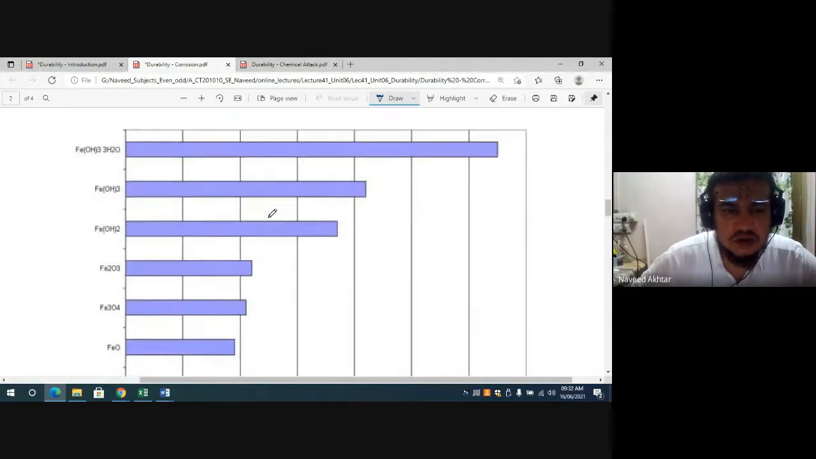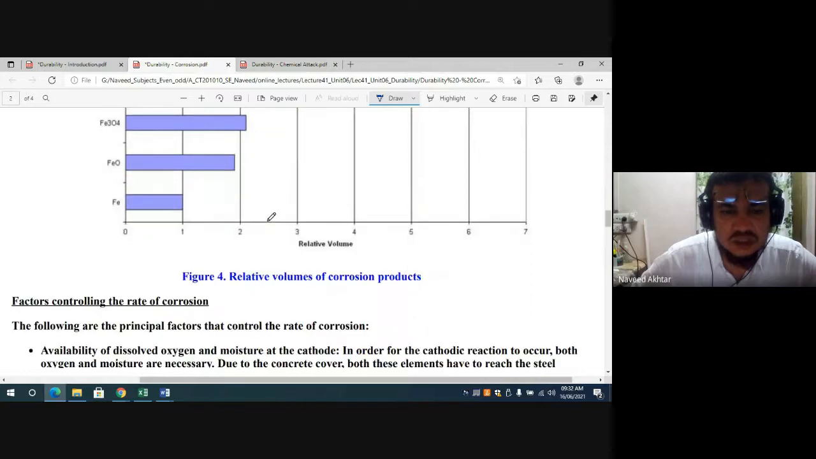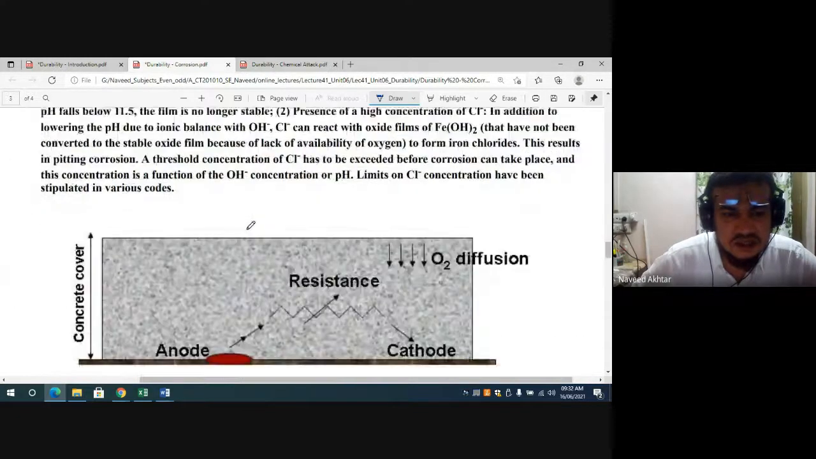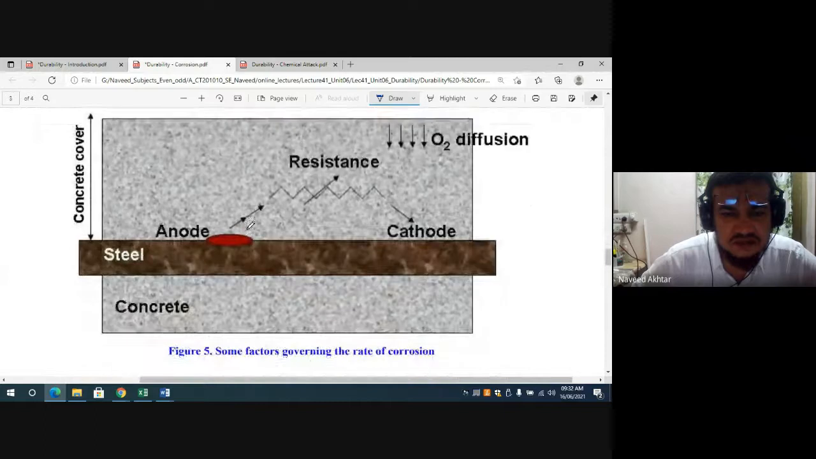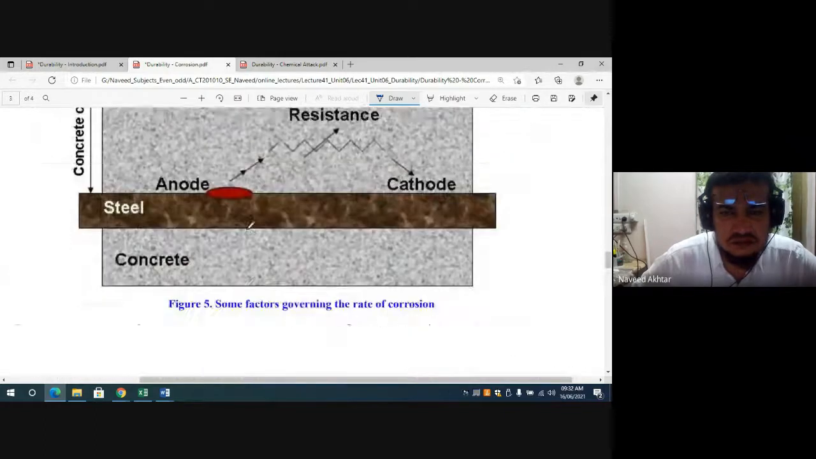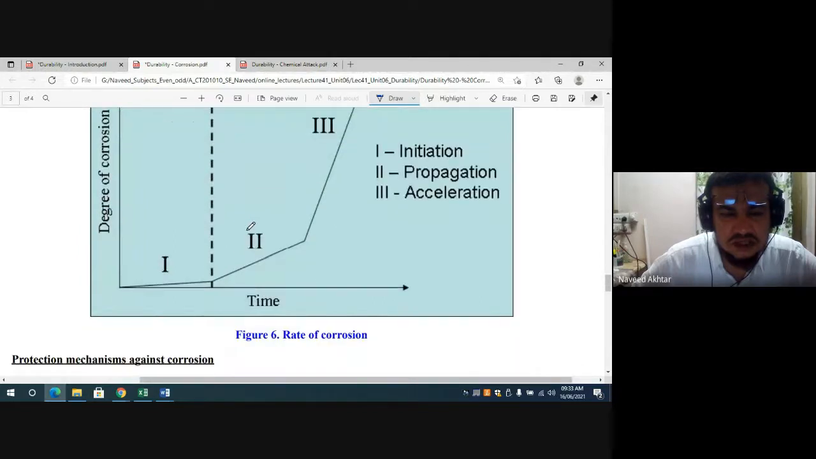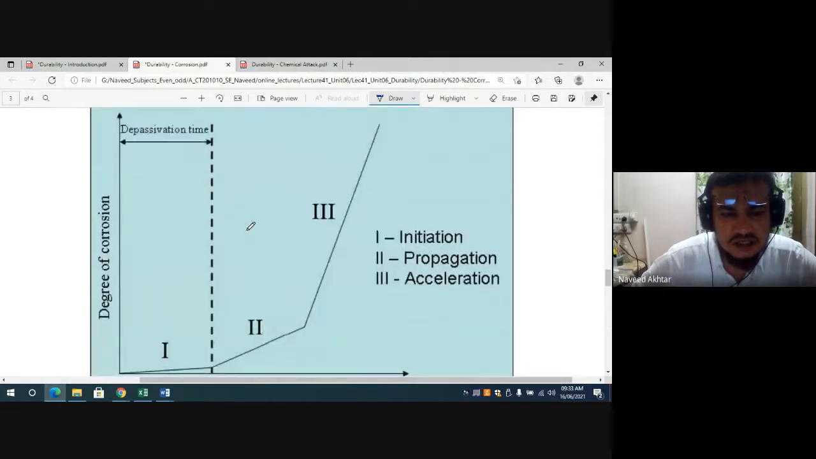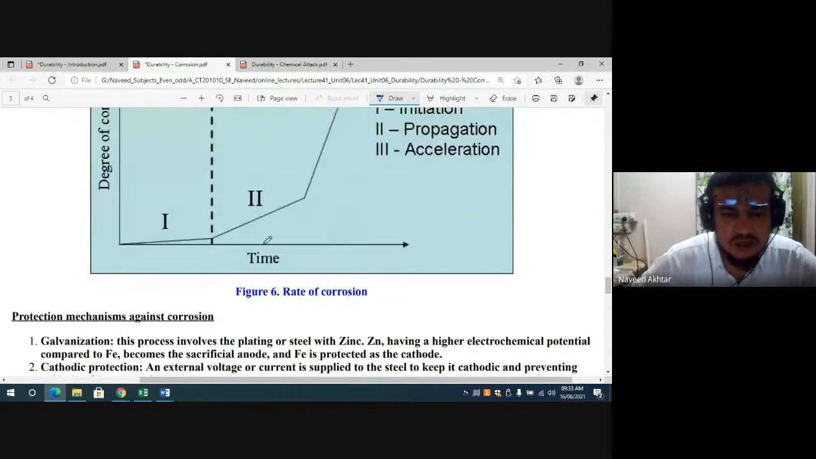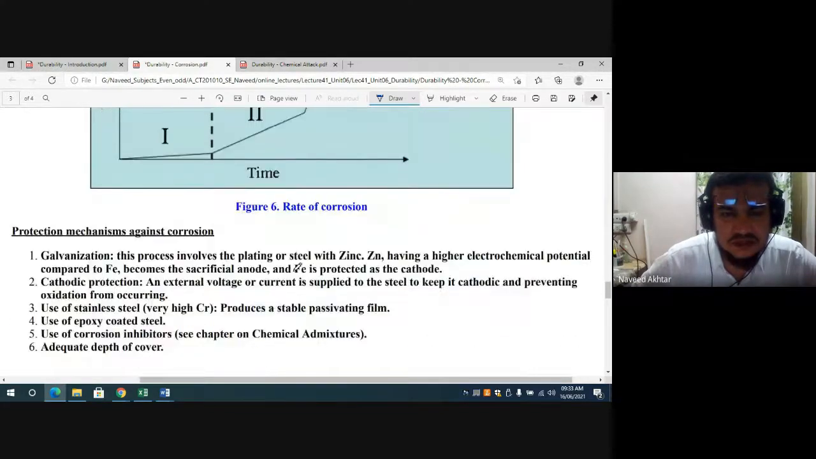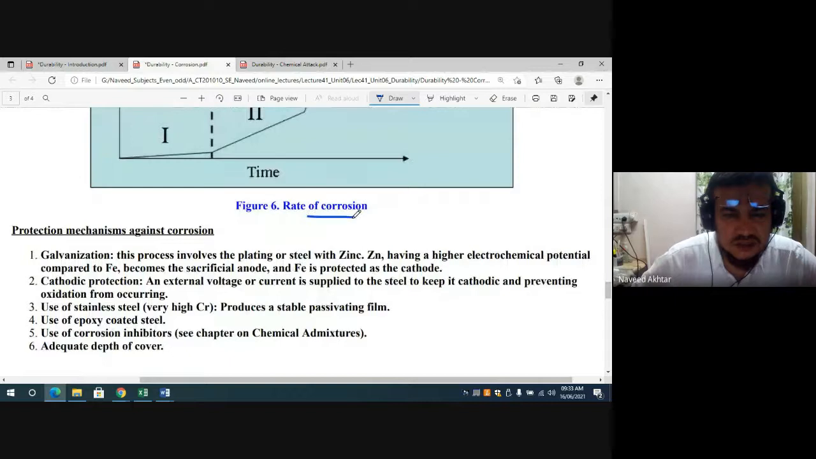So these are the concrete products, the relative volume of corrosion products, and how it happens. You can go through it if you need the chemistry. You will read it patiently. It's all the process of chemical reaction due to the corrosion of the concrete, and there is some rate of corrosion also.